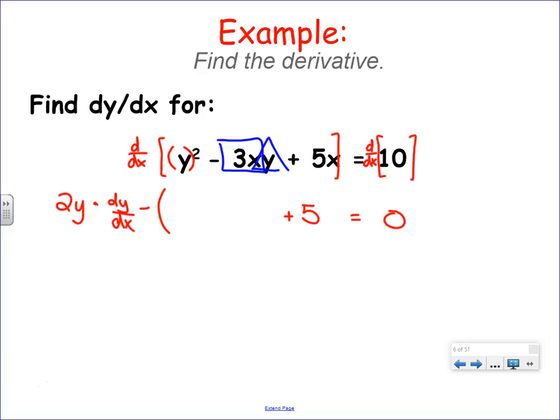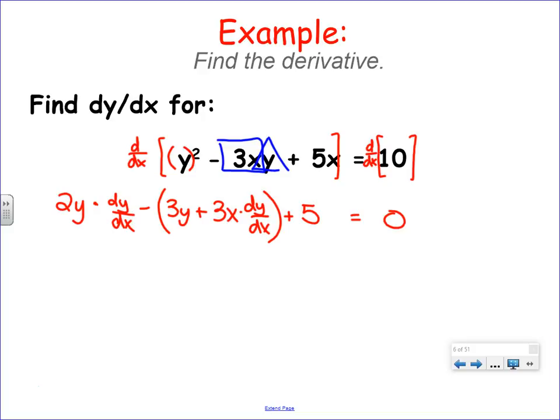Second d first. Y times 3 is 3y. Plus first d second. 3x times. How do I take the derivative of y again? dy dx. It was just minus that part. It was just minus the 3xy derivative.